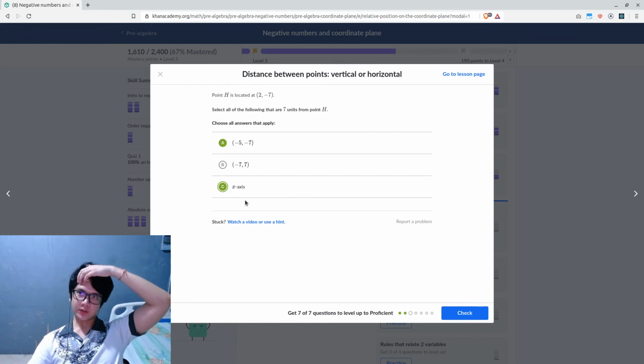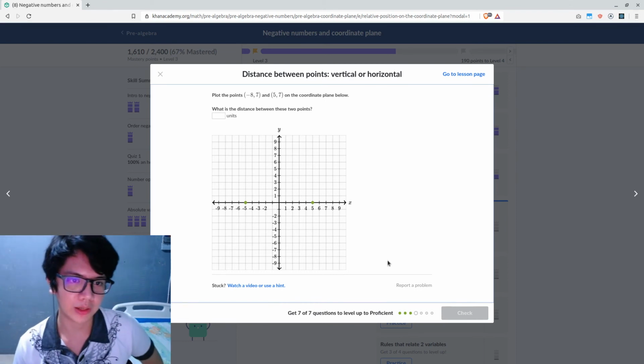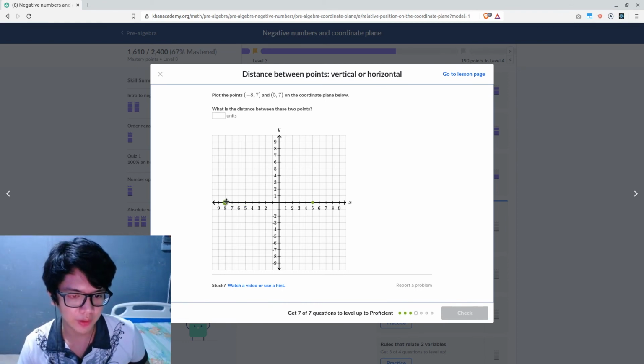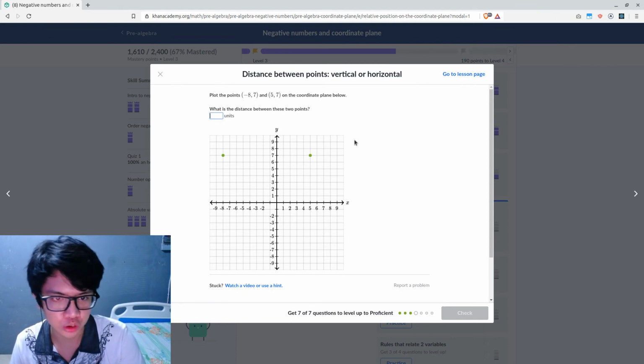Oh my god. Oh yeah, it's good. Plot the points negative 8 and positive 7, and positive 5, positive 7. Let's see, both are 7. One's negative 8 and the other's positive 5. What's the distance between these 2 points?